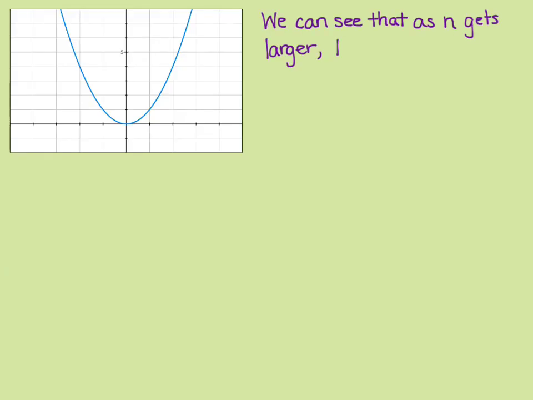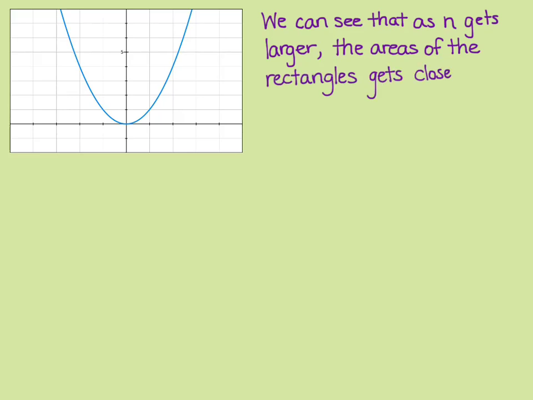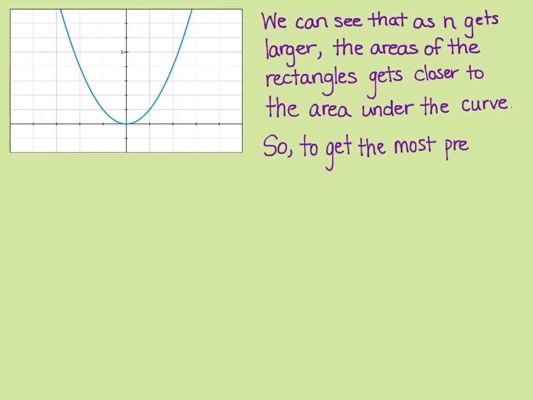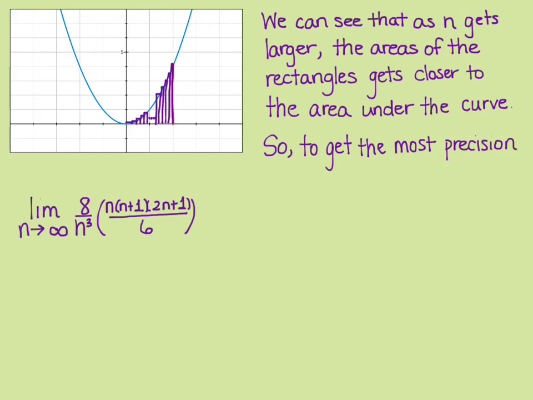We can see that as n gets larger, the areas of the rectangles will get closer and closer to the actual area under the curve. So, to get the most precise answer, we want to take the number of rectangles going to infinity. Notice that what I've done here is I've taken the limit as n goes to infinity of the area that we found on the previous slide, which was the area if we had n rectangles.